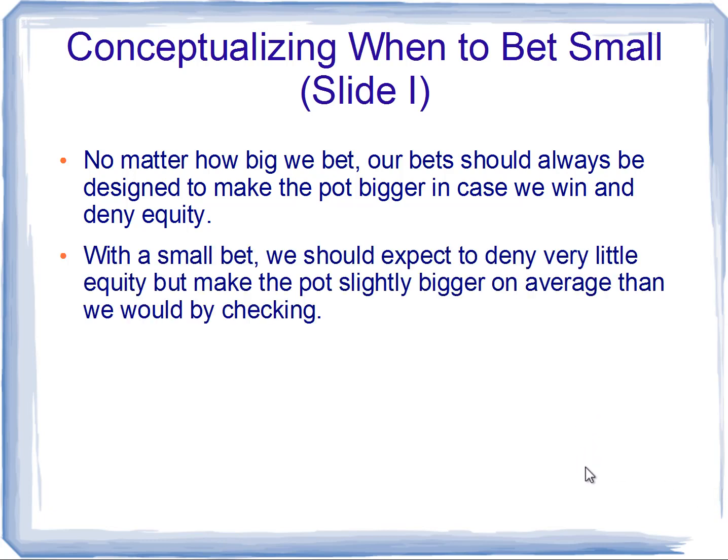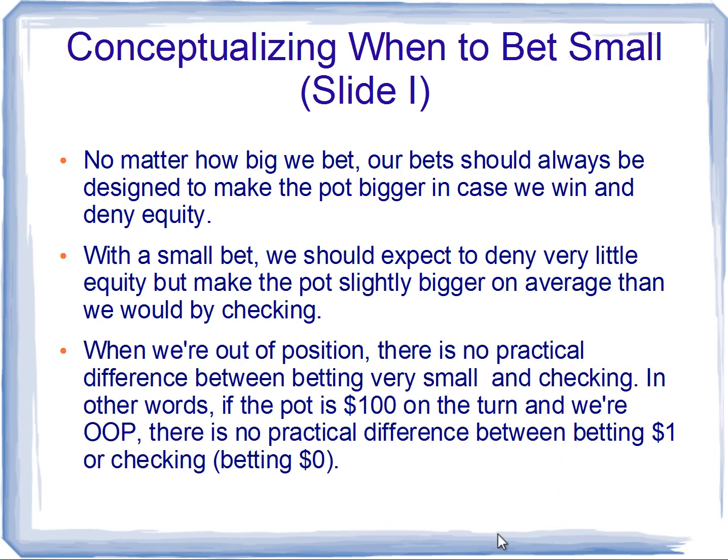With a small bet, we should expect to deny very little equity, but make the pot slightly bigger on average than we would by checking. When we're out of position, there is no practical difference between betting very small and checking. In other words, if the pot is $100 on the turn and we're out of position, there is no practical difference between betting $1 or checking.